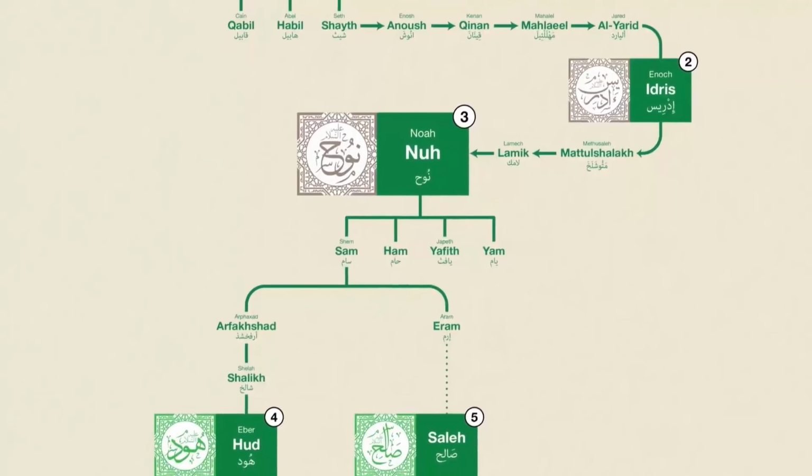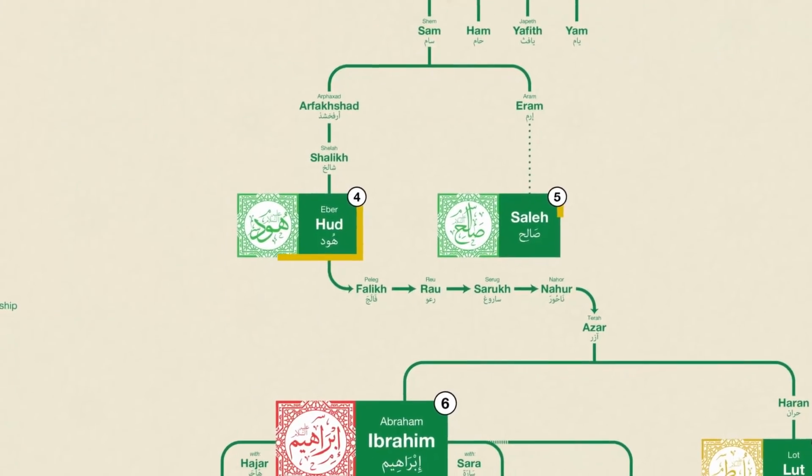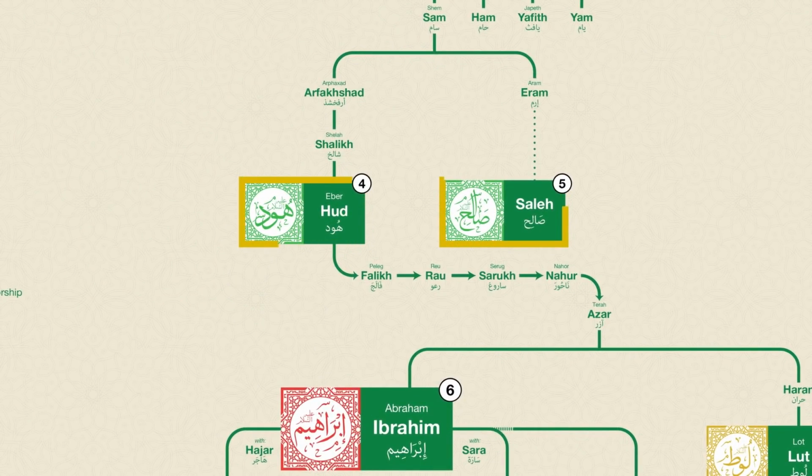The next 2 prophets, Hud and Salih, are not characters found in the Hebrew Bible. Hud might correspond to a briefly mentioned descendant of Noah named Eber, but Salih is not mentioned at all.